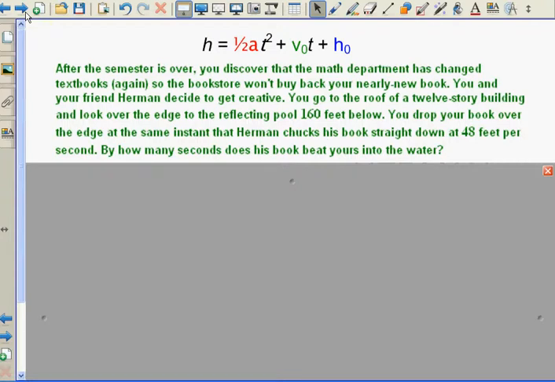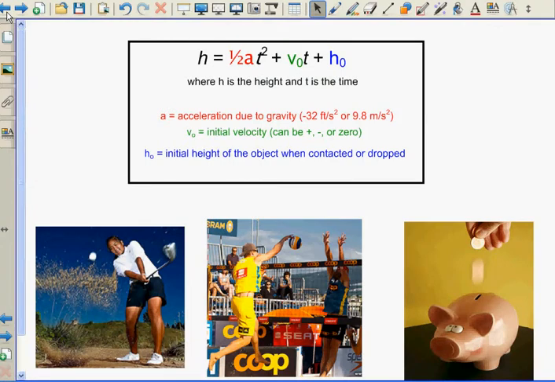So what I've got on here, these are all going to be what we call vertical motion, and that's going to be kind of misleading because it's not just vertical motion. This is going to be for when we throw things or hit them or drop them. So these pictures that I've got going on, we've got a golfer who is hitting a ball upward, a volleyball player, that's my favorite, who's hitting a ball down, and then a coin being dropped into a piggy bank.